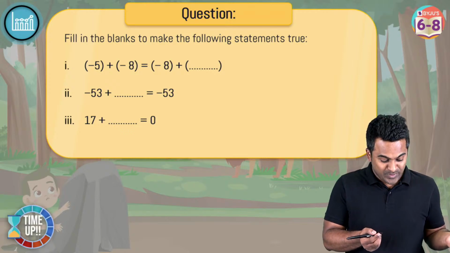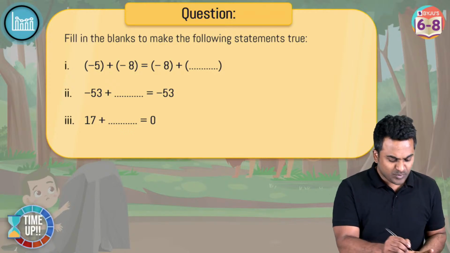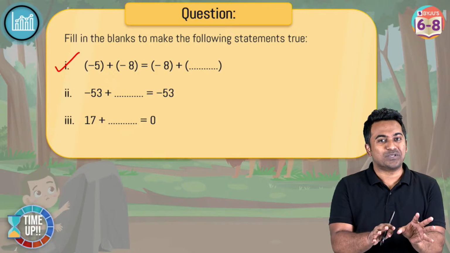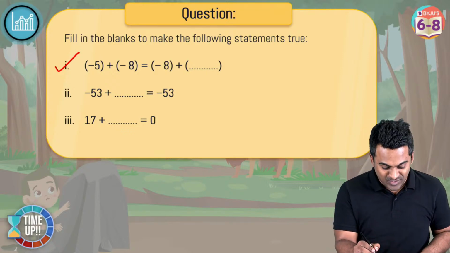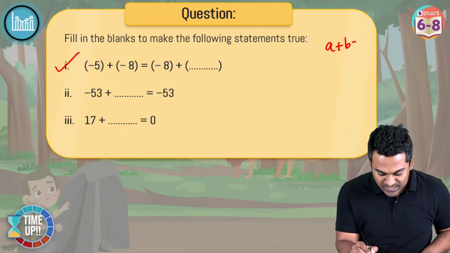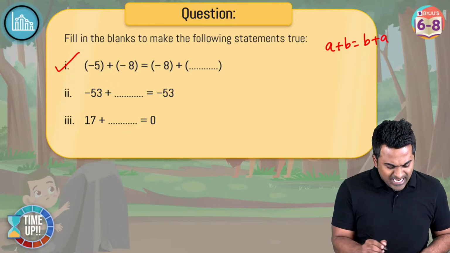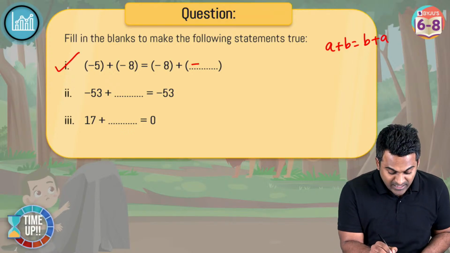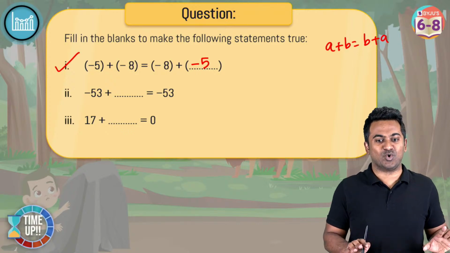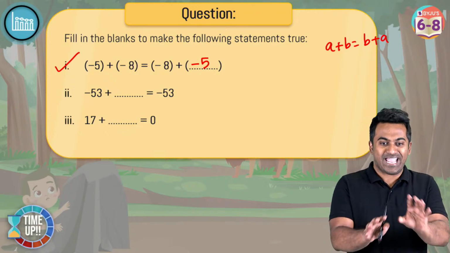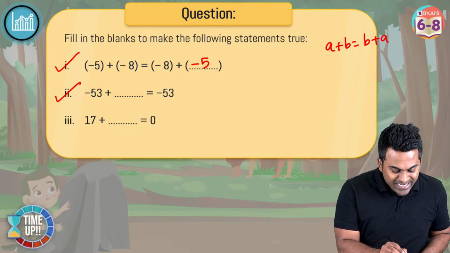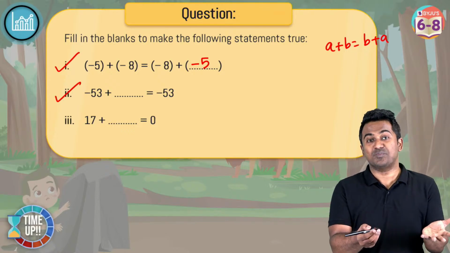Time is up any which way. So first one is what? First one is a simple. If I ask you the property, what was the property? Commutative property, right? Because A plus B is equal to B plus A. So -5 plus -8 is going to be equal to -8 plus -5, right? So first one was simple, and all of you have got that correct. Well done. So second one, -53 plus what number gives you -53?